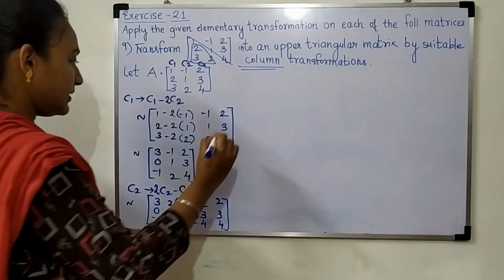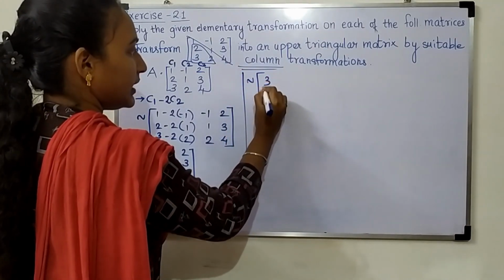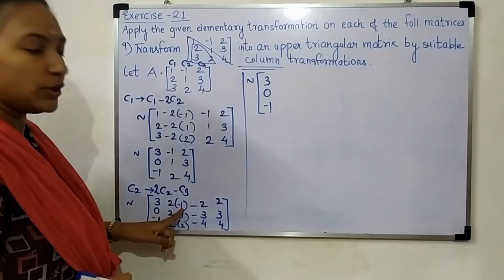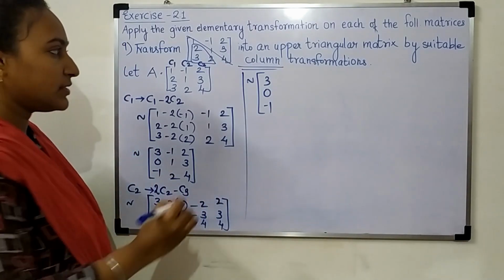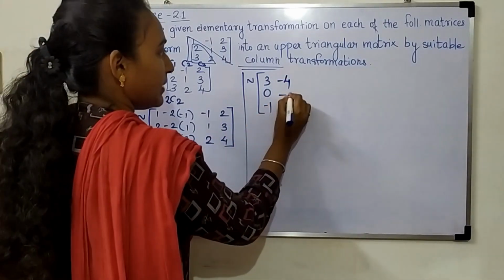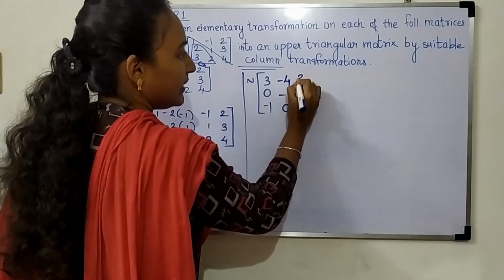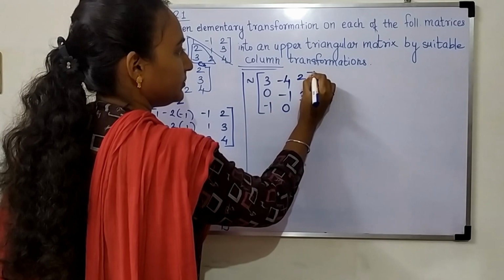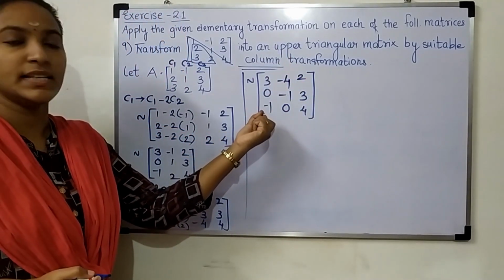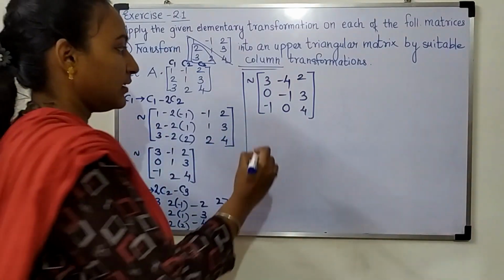Let us simplify this. So this becomes 3 0 minus 1. 2 into minus 1 is minus 2, minus 2 is minus 4. 2 minus 3 is minus 1. 4 minus 4 is 0. Then we have 2, 3, 4. Now we have to change this minus 1 into 0. Again we can take the help of C3.